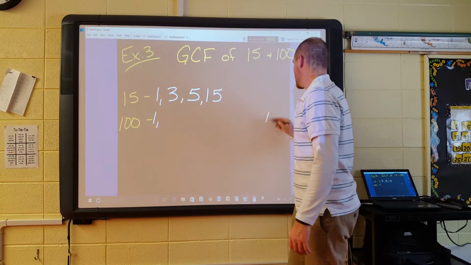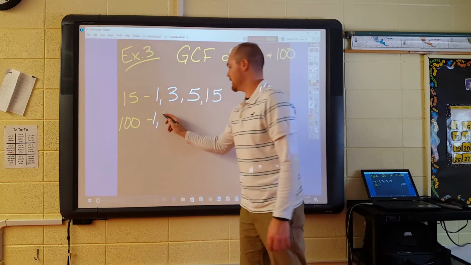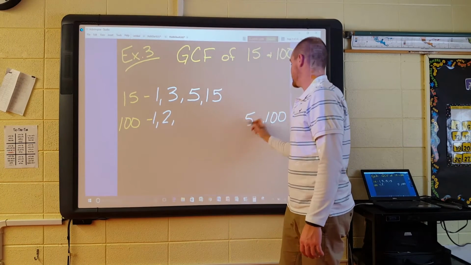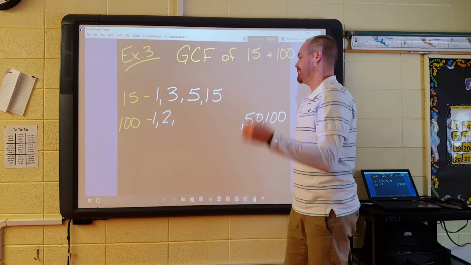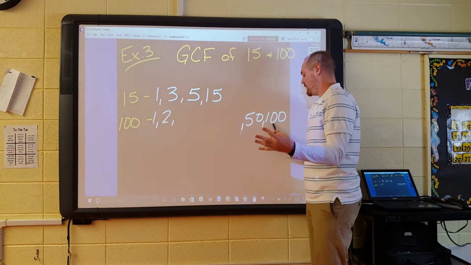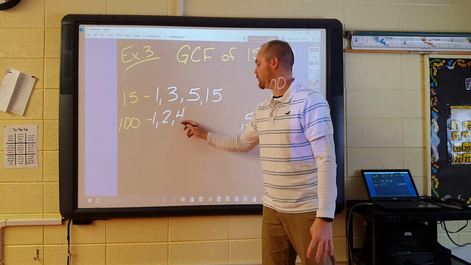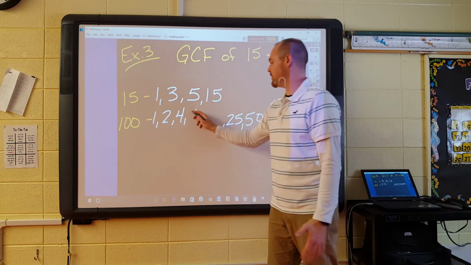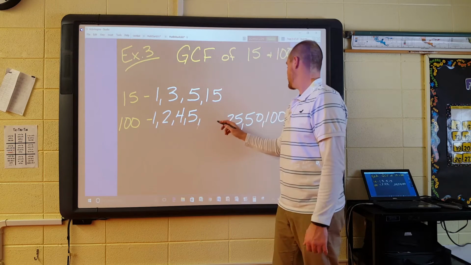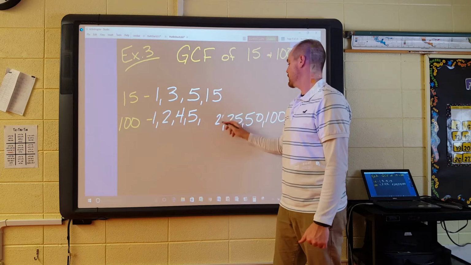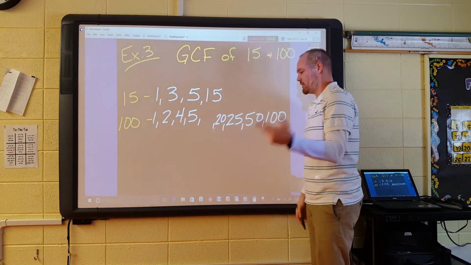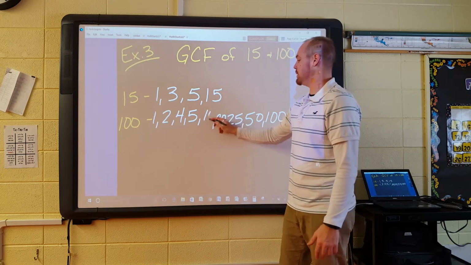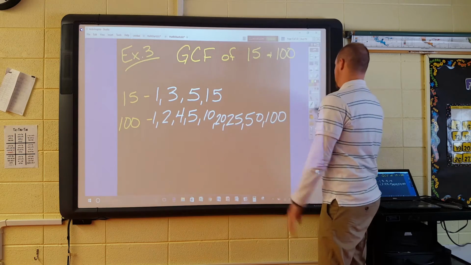100 has a few more. Still going to be, of course, 1 and itself. It's even, so we get from 2 to 50. It's not divisible by 3. We can split it up into 4 equal parts 25 times. 5 works, 5 times 20. 6, 7, 8, 9 don't work, but 10 multiplied by itself equals 100.